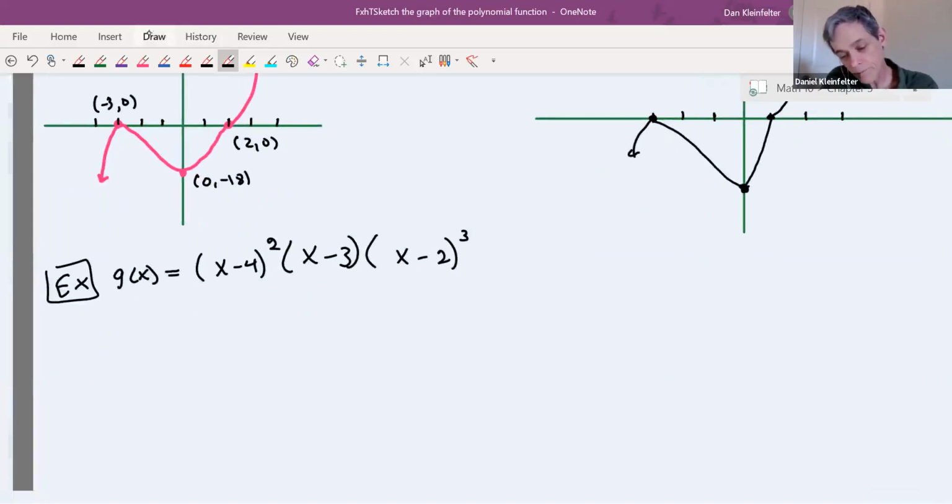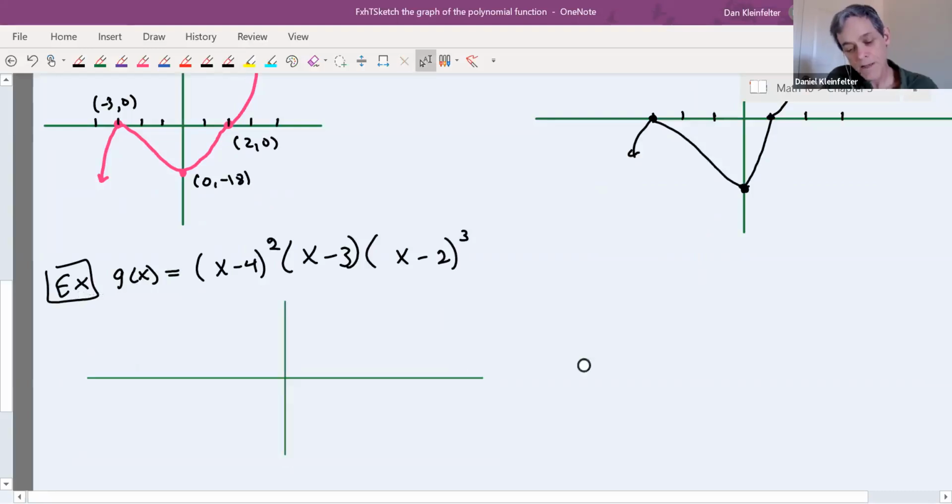Okay, so let's get some axes. This one will have intercepts at 4, 3, and 2. Let me make one of those negative. Let's go with -2. So -2, +3, and +4. Okay, so there is a 0 at 4, a 0 at -2, and a 0 at 3. Okay, there are 3 x-intercepts. The sum of these powers, 2, 1, and 3, is 6.